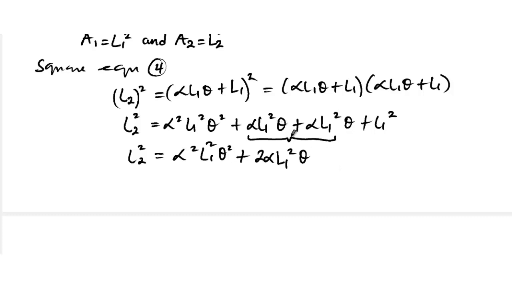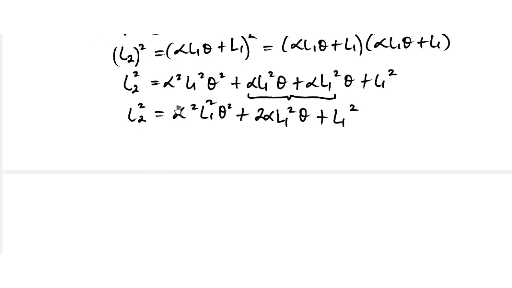That's alpha L1 theta plus alpha L1, that's 2 alpha L1 square theta, then plus L1 square. So with respect to what we did in the previous video, we know that linear expansivity is a very small value. For example, the linear expansivity for iron is 0.000012 per Kelvin.